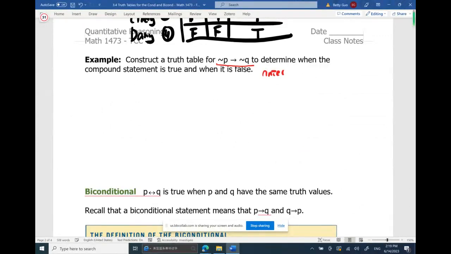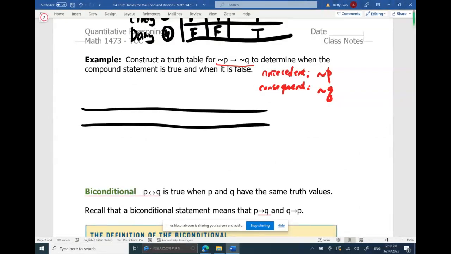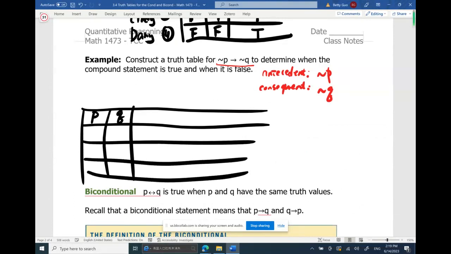The antecedent of the conditional statement is not P. The consequence of the conditional statement is not Q. Since this compound statement, the conditional statement, involves only 2 simple statements, the first 2 columns on my truth table would start from P and Q, followed by the 4 cases: 1, 2, 3, 4. T, T, T, F, F, T, F, F.